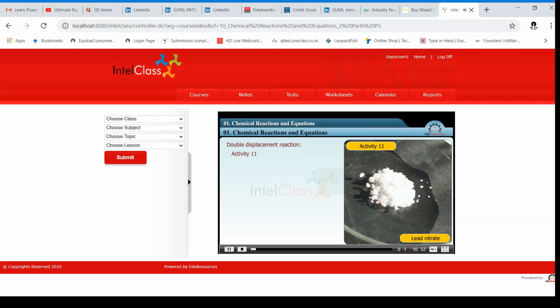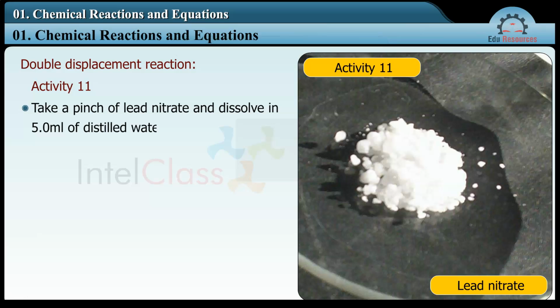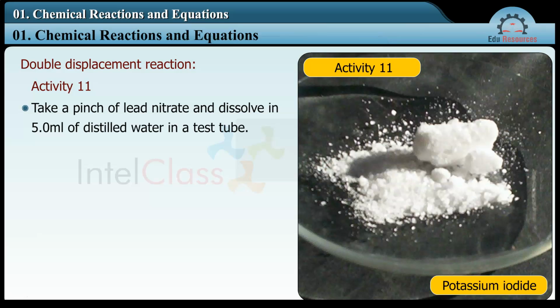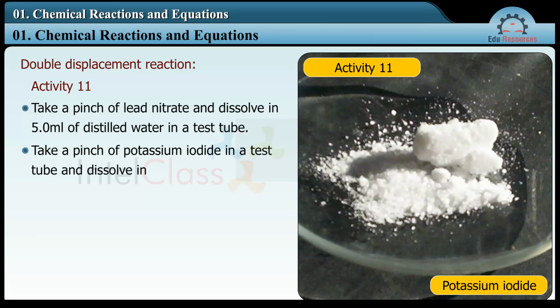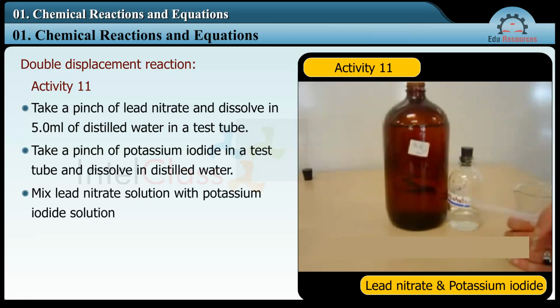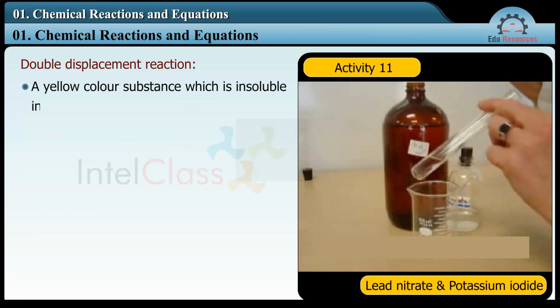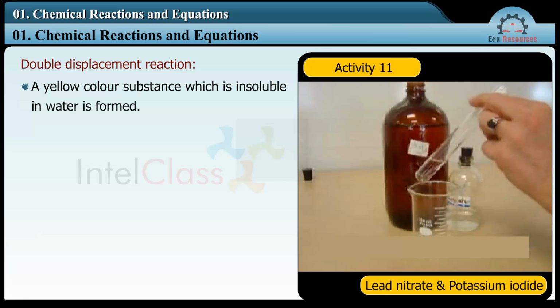Activity 11. Take a pinch of lead nitrate and dissolve it in 5 ml of distilled water in a test tube. Take a pinch of potassium iodide in a test tube and dissolve it in distilled water. Mix the lead nitrate solution with the potassium iodide solution. What do you observe? A yellow colored substance which is insoluble in water is formed.